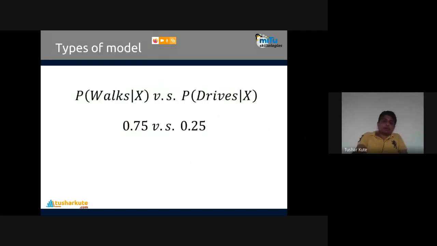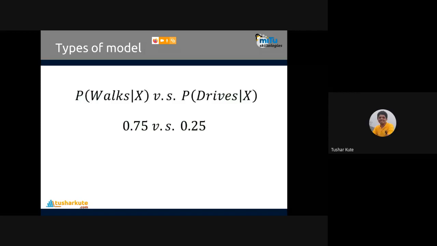Find the probability. Check it out. Probability of walker is 75. Probability of driver is 25. So the model is done. The model is predicted. The new element will go into the walker category. The new element will be predicted as the walker. The employee will be walker, because the probability is 75%. It's moving toward class walk 75% and moving toward class drive 25%.